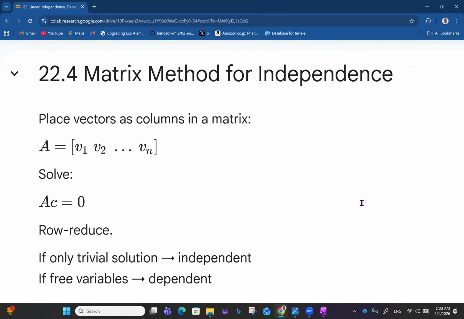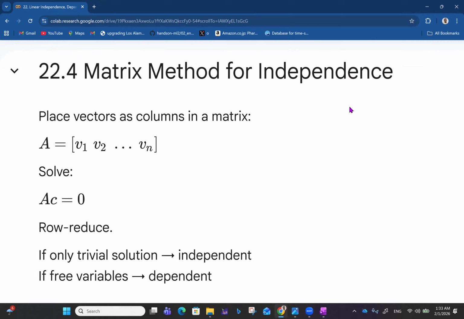So those vectors are dependent. Now we have a very nice way of taking care of linear dependence and linear independence, and that's the matrix method for independence. You can place vectors as columns in a matrix. If you have vectors v1 up to vn, you can place them in a matrix A, which is v1, v2, up to vn. Each vector forms a column in this matrix A.